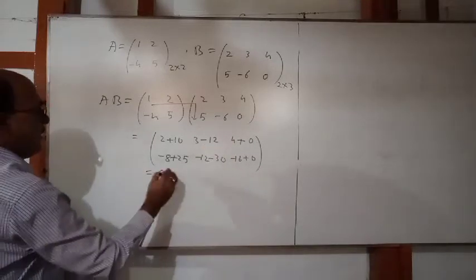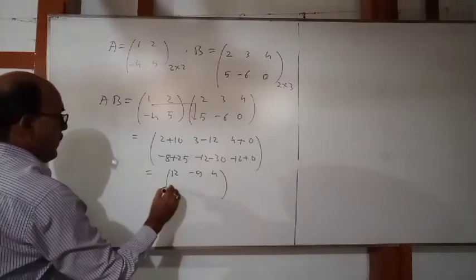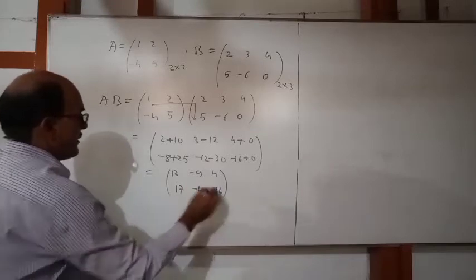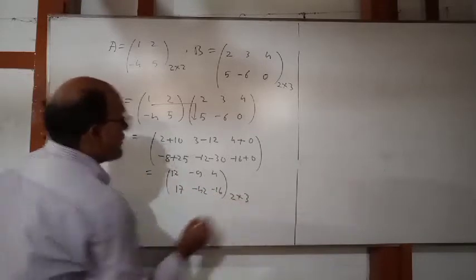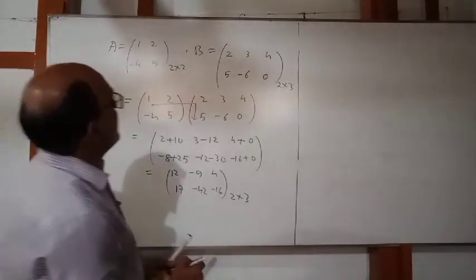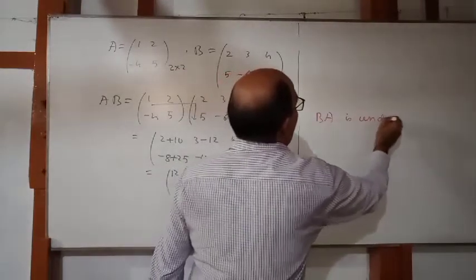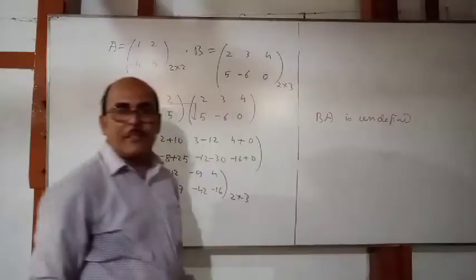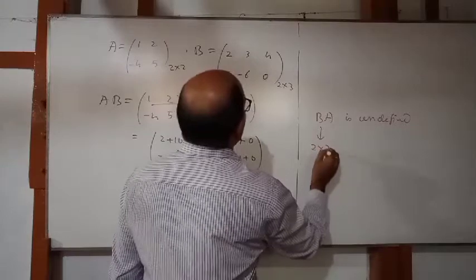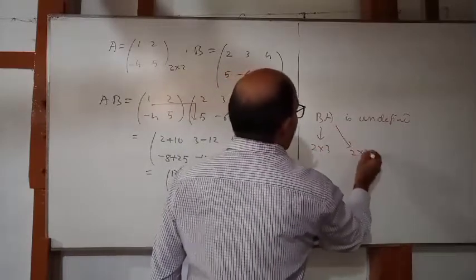So this is 12, minus 9, 4, 17, minus 42, minus 16. This is a 2 by 3 matrix, 2 rows, 3 columns. So we have calculated AB. Incidentally, what we see here, BA is undefined in this case because B is a 2 by 3 matrix and A is a 2 by 2 matrix.